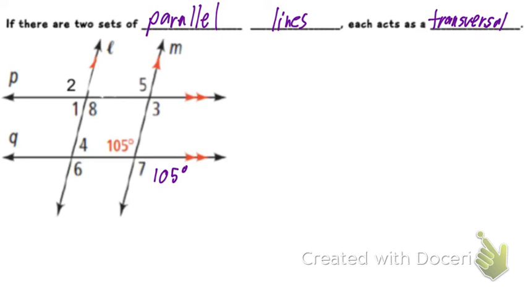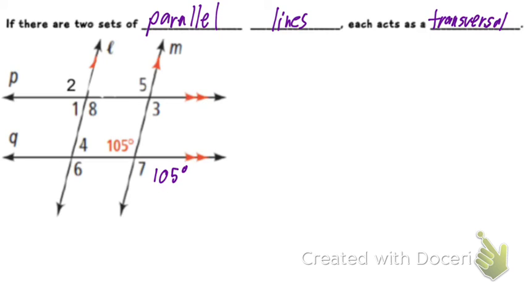Corresponding angles. Are these in the same spot at their intersection? No, so it can't be corresponding. Are they both interior? They are. So what are they? Well, 7 and 4 don't have a relationship, unfortunately. Are those same side interior angles? No, they're alternate interior angles. Oh, they're same side interior, yeah.